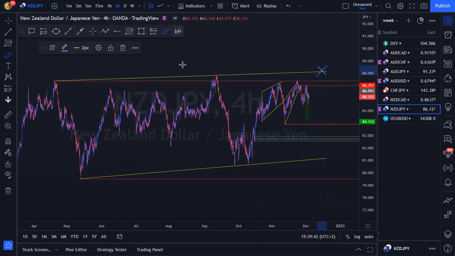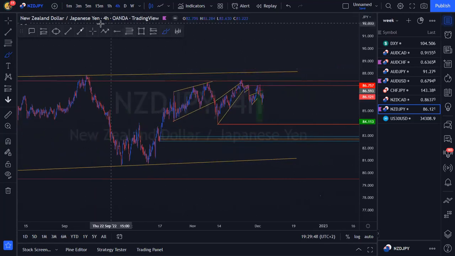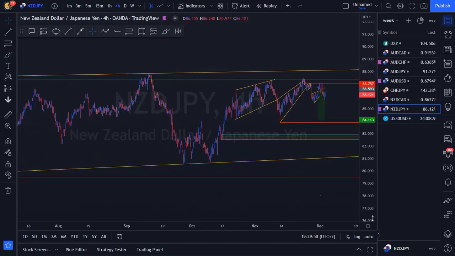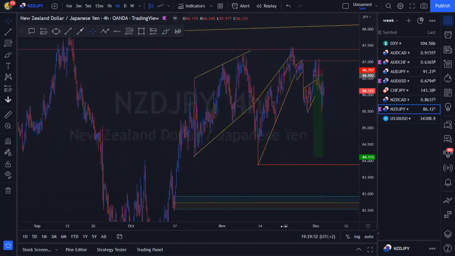Otherwise, on New Zealand dollar yen, obviously you guys can see that nice daily third touch area up there. But on a 4-hour, what I want to do is just come to the most recent price action over here. You guys saw we tried to short New Zealand dollar yen.